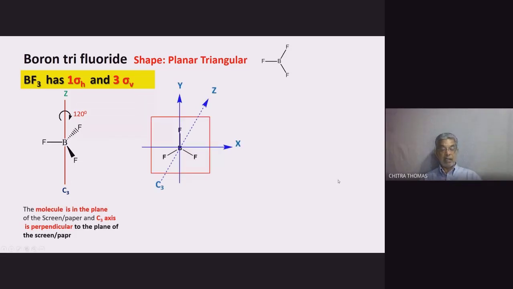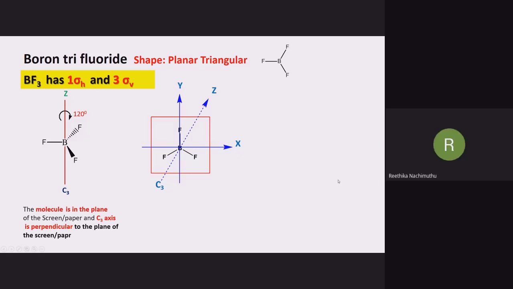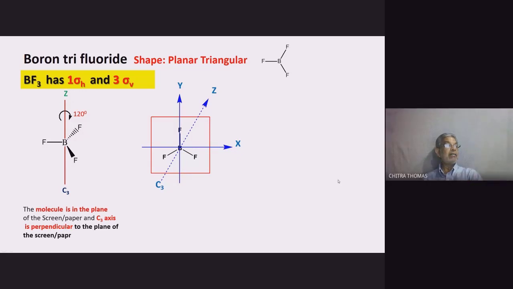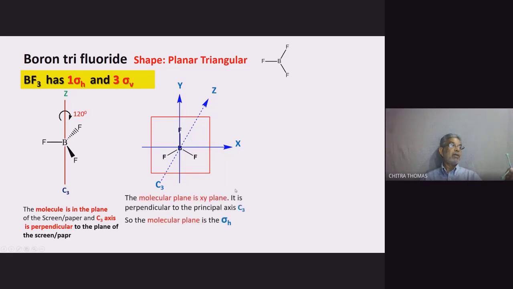So here, this diagram is with reference to this orientation. Then this corresponds to this in the same plane. So the molecular plane is an XY plane. The Z axis is perpendicular to the plane of the molecule. It is perpendicular to the principal axis C3. So the molecular plane is sigma h.